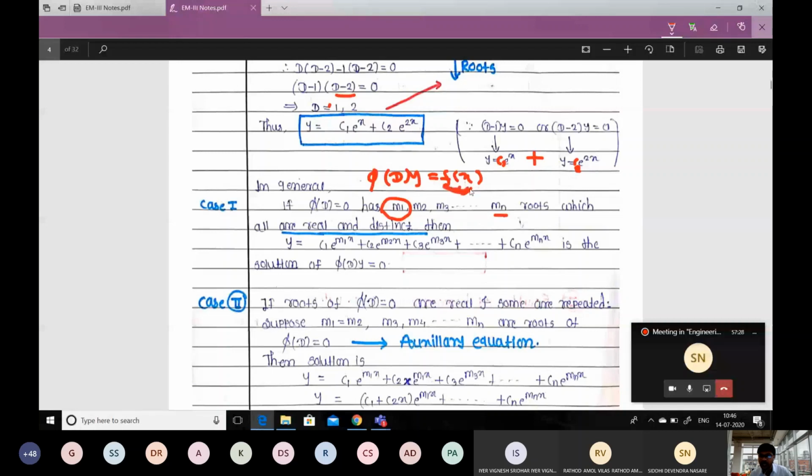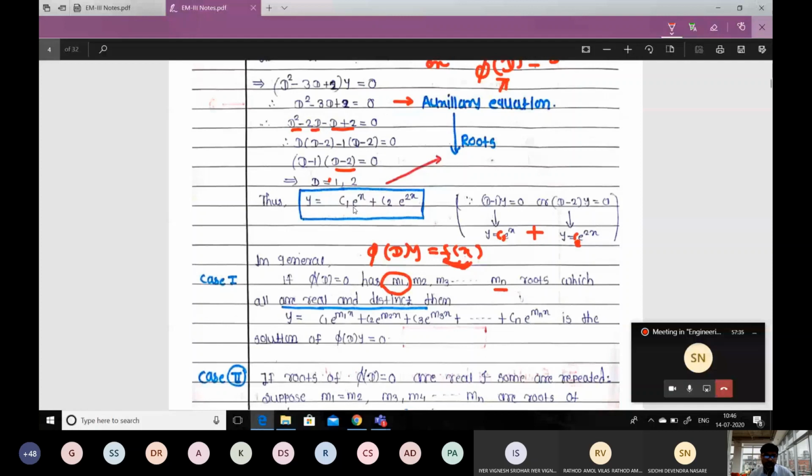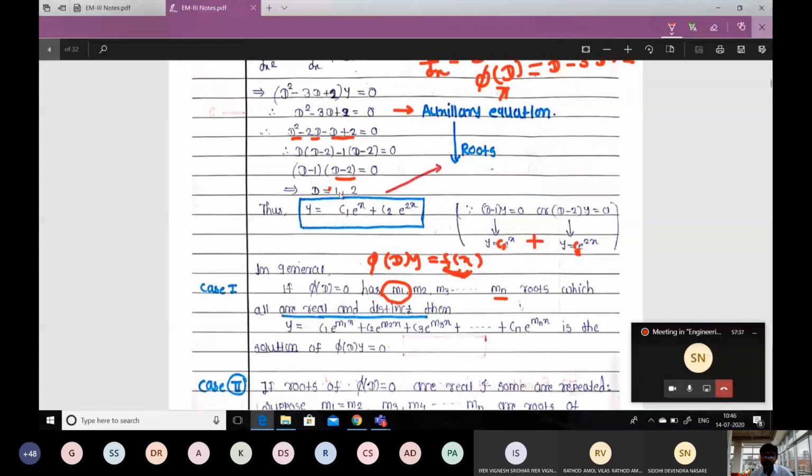OK, so this is the first case. The first case is about roots that are real and distinct. Here in the last example, we can see roots are real and distinct. Real means what? It does not include any imaginary part. That is nothing but the real roots. And distinct means what? They are not equal. That is the meaning of distinct. So 2 and minus 2 are distinct because there is a negative sign. So 2 and minus 2 are not the same. They are distinct. You may have confusion.